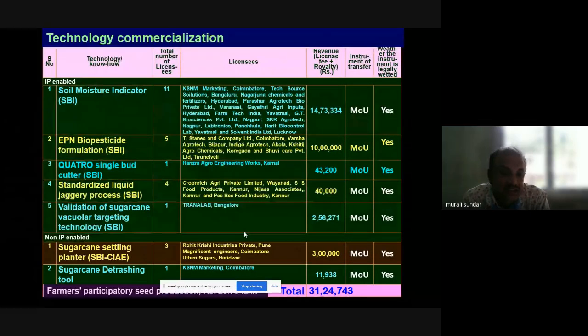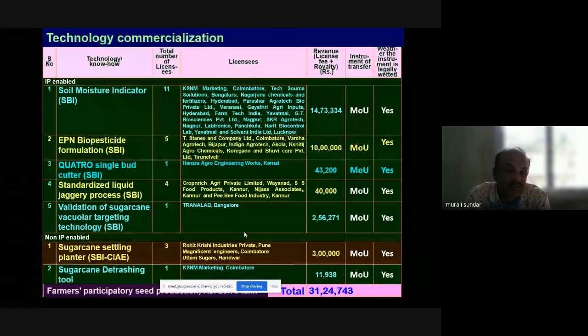Similarly, for other technologies I have also mentioned how many people have licensed them. The quarter single bed cutter is licensed to one person. The standardized liquid jacket process is licensed to 4 people. You could see that 2 firms have come from Kerala, and in Tamil Nadu 1 person is already interested in buying it.